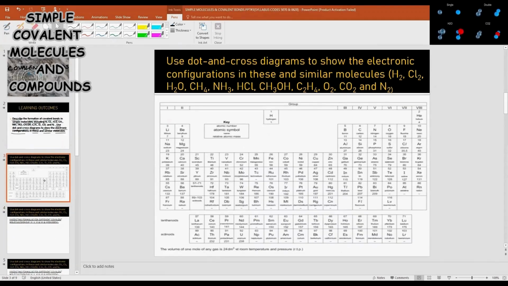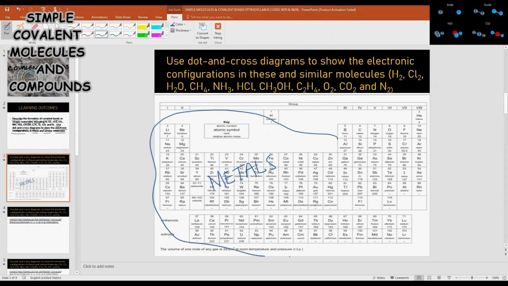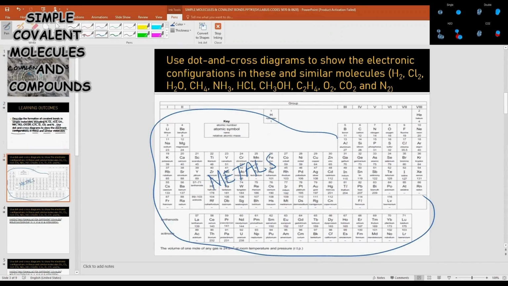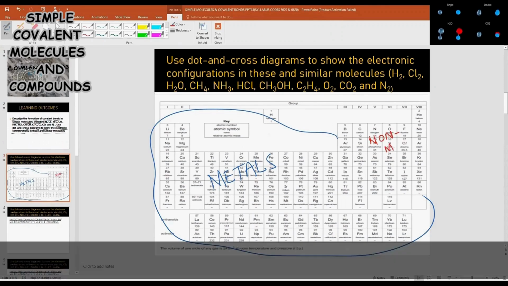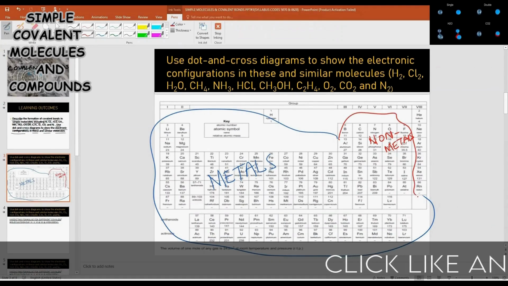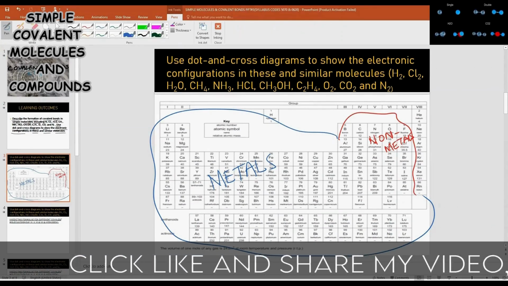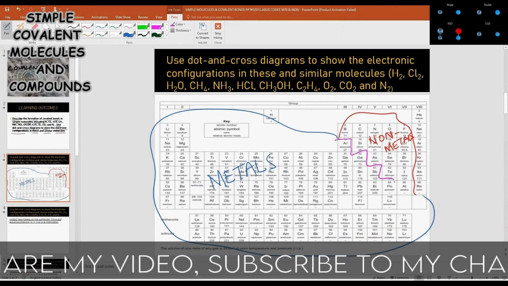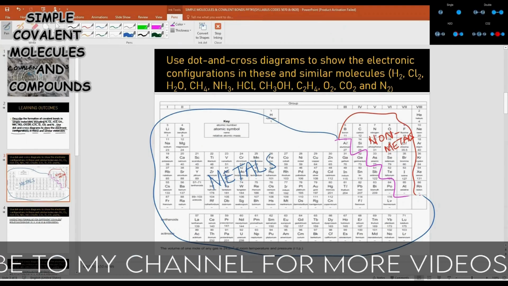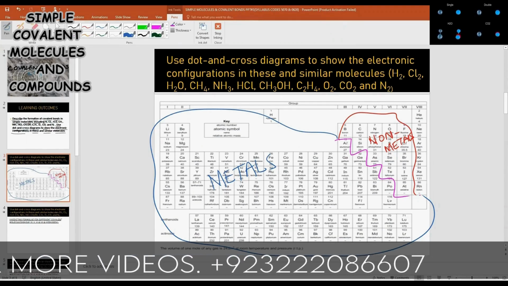Recall the positions of metals and non-metals in this periodic table. Here we are having metals. We are having non-metals. This is the staircase line. The purple line divides metal and non-metals.